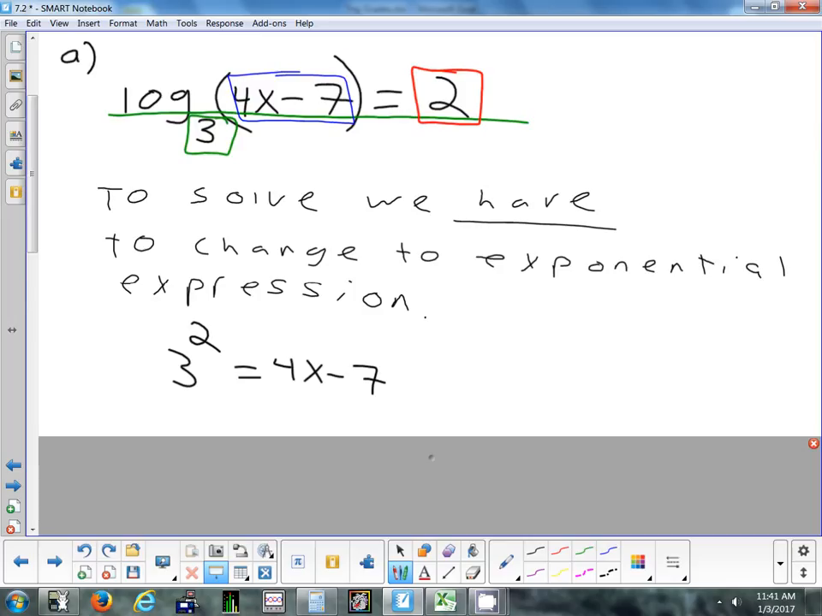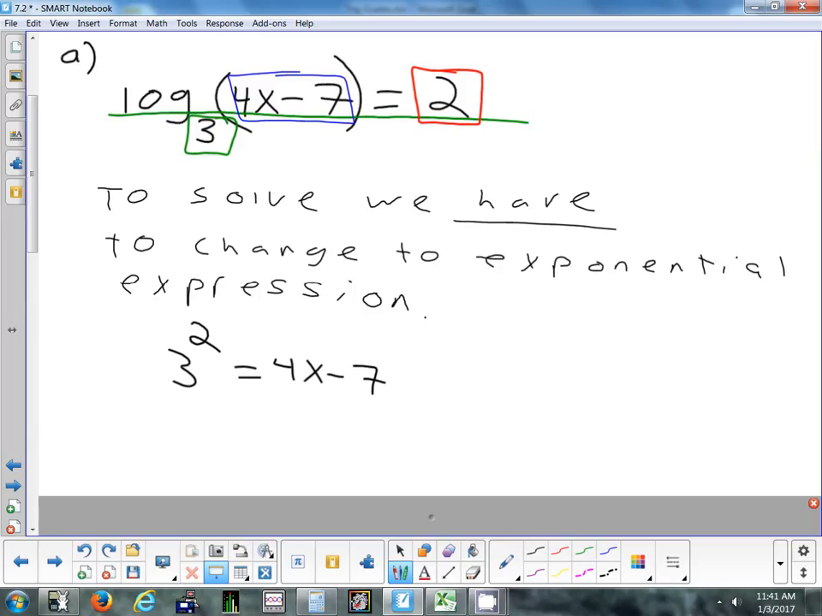But Nick, what would you do next here? Turn 3 to the second into 9. Yeah, why don't we just do that out? So I have 9 equals 4x minus 7. Nolan, what would you do after that? Well, you got to get that x by itself. So what are the 2 things that are on the side with the x? Yeah, the 4 and the negative 7.